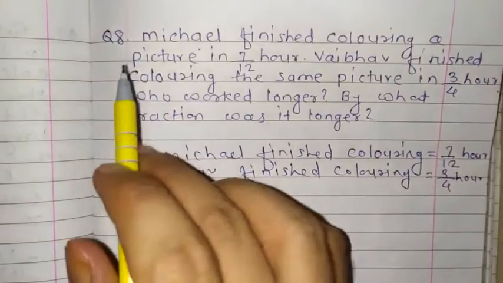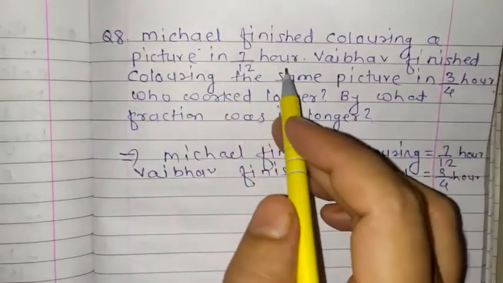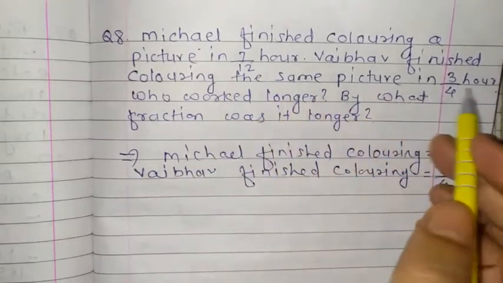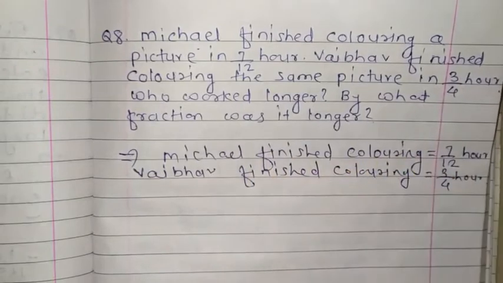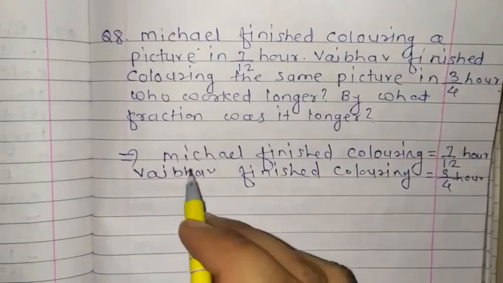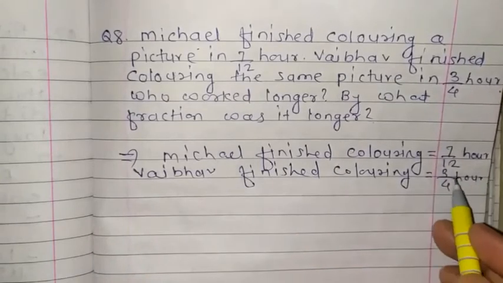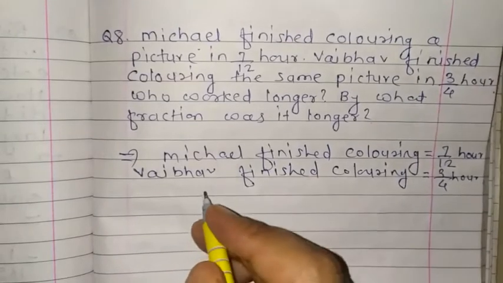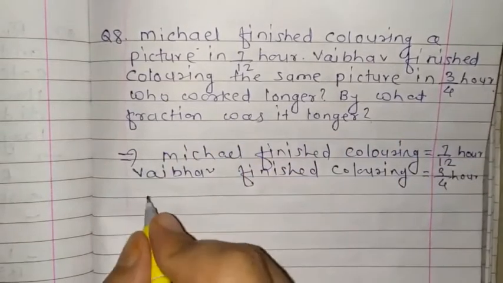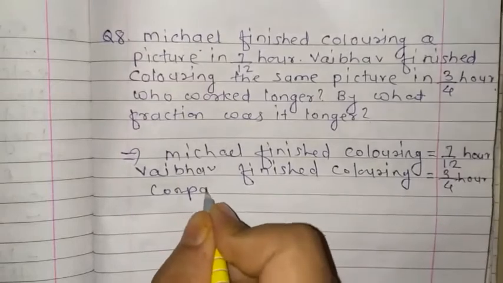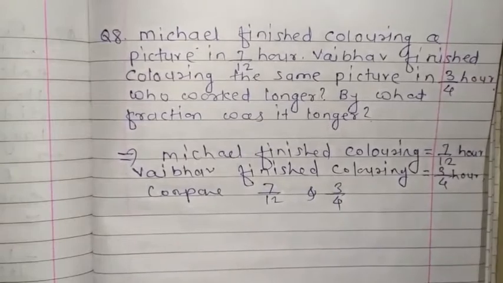In the next question, question number 8, Michael finished coloring a picture in 7 upon 12 hours. Vaibhav finished the same picture in 3 upon 4 hours. Who worked longer and by what fraction, they are asking. So the given information I noted down. Michael finished coloring in 7 upon 12 hours, and Vaibhav finished the same picture in 3 upon 4 hours. The question asks who worked longer, which means you have to compare the two values, 7 upon 12 and 3 upon 4 hours.